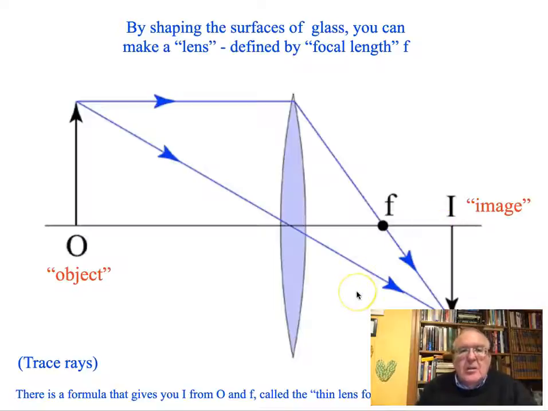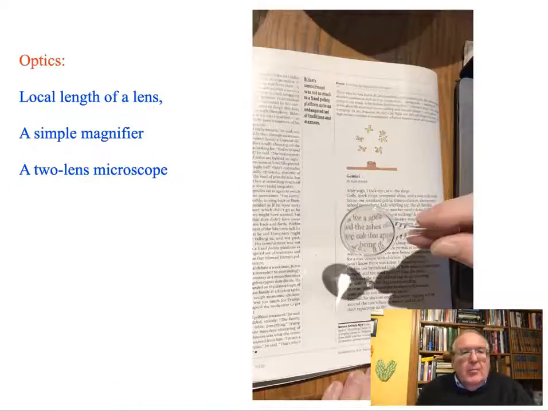Okay, so this is a simple lens. Now you can always draw these 2 rays. It's called ray tracing. So now let's look at the focal length of a lens, a simple magnifier, and a 2-lens microscope.